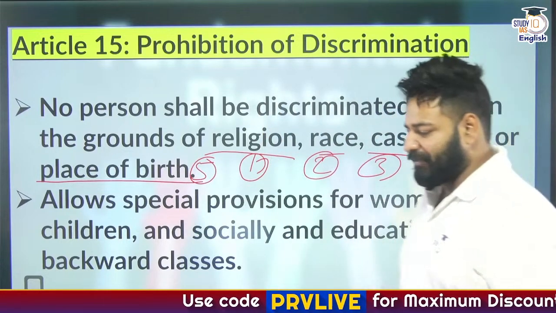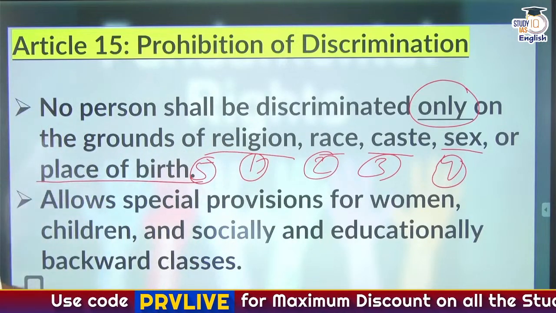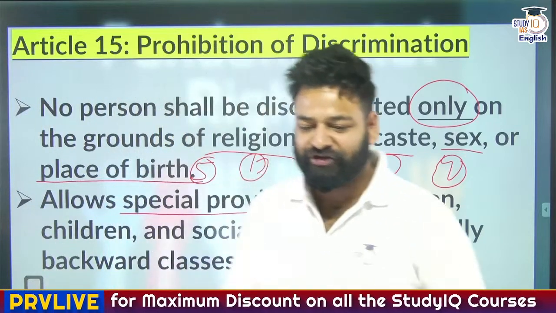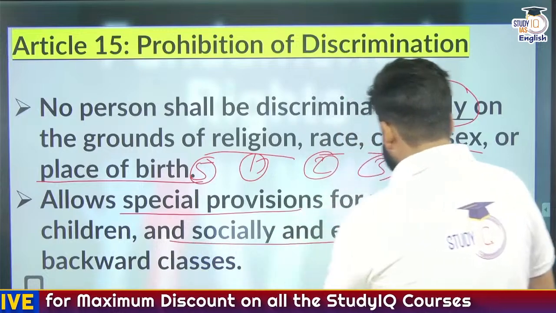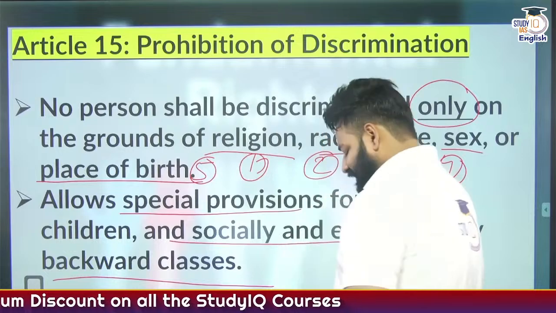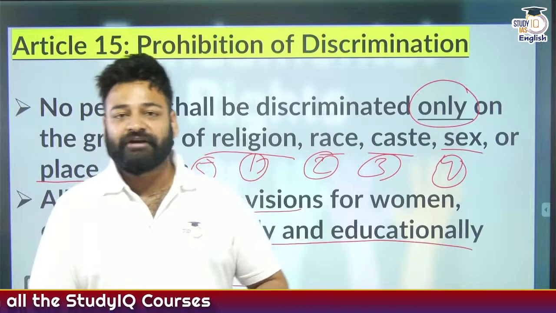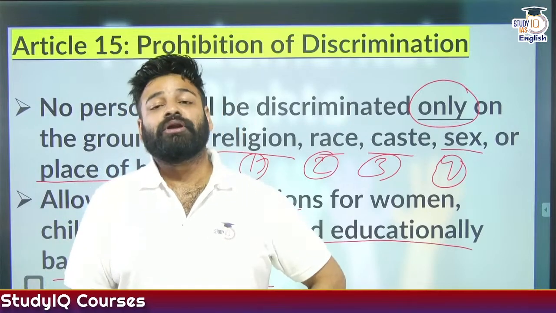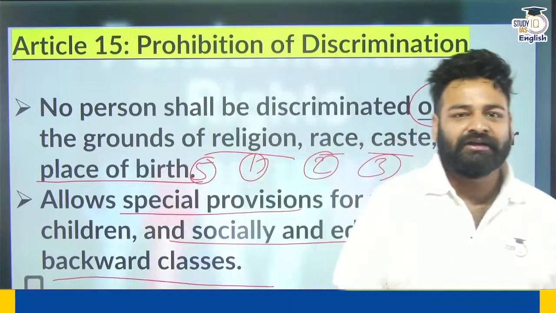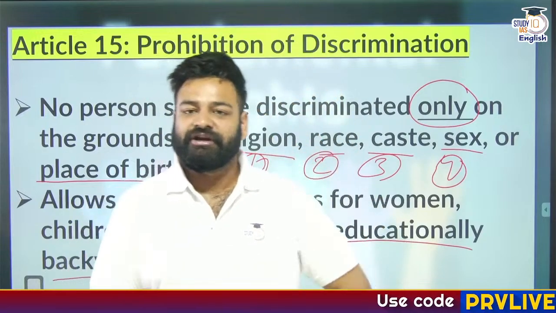But the very same article, in its further clauses like clause 2, 3, 4 and 5, allows special provisions for women, children and socially and educationally backward classes. As we discussed yesterday, Article 14, equality before law, has another component as well, equal protection of laws. With regard to that, we have justified the policy of reservation imparted to sections of Indian society.